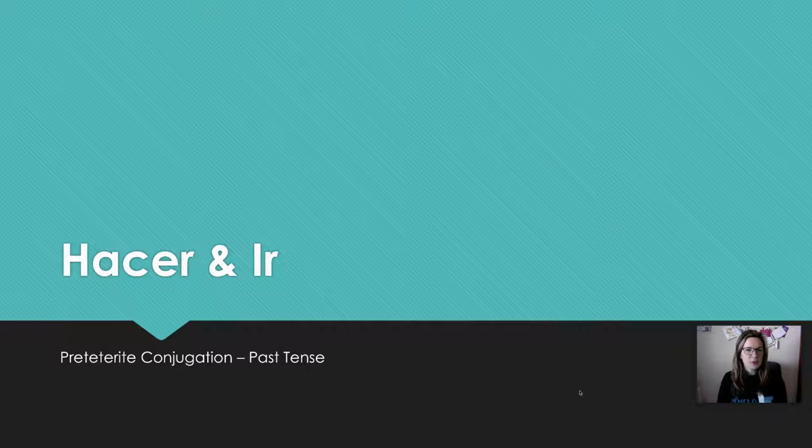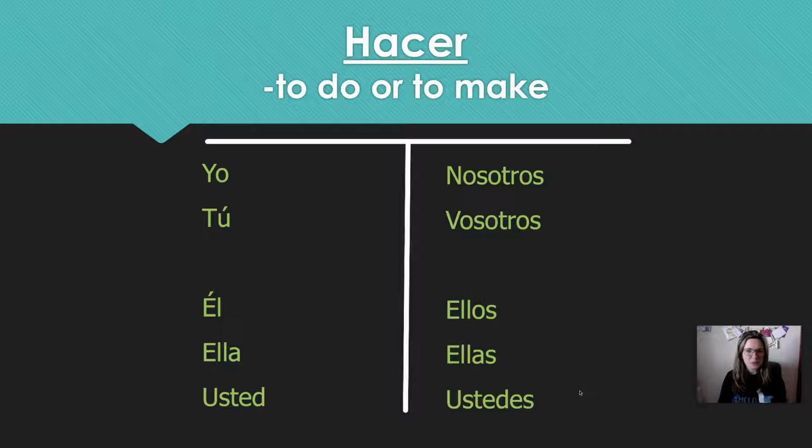Today's lesson is going to focus on two irregular verbs in the preterite. And as you already know, hacer and ir are both irregular in the present tense as well. And very often you will find, as you continue to expand your Spanish horizons, that once a verb is irregular in one place, it's going to be irregular pretty much all the way across the board. So let's get started. The first verb we're going to talk about is the verb hacer.